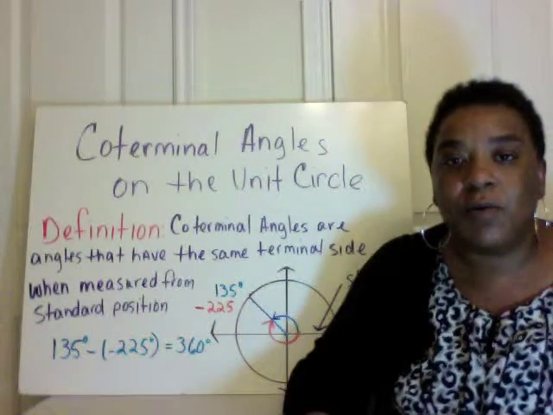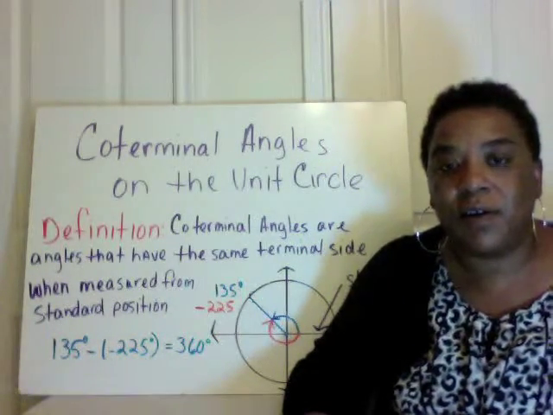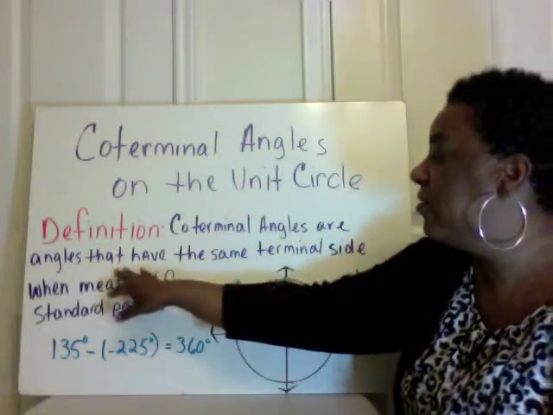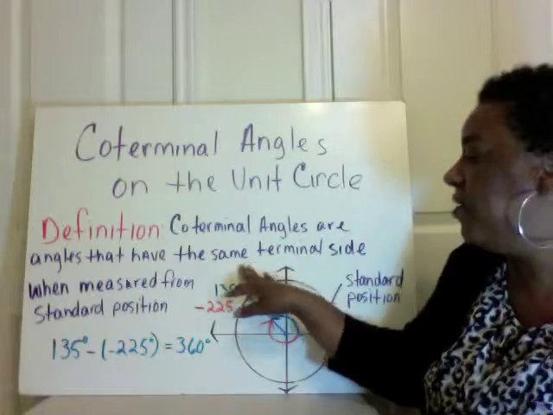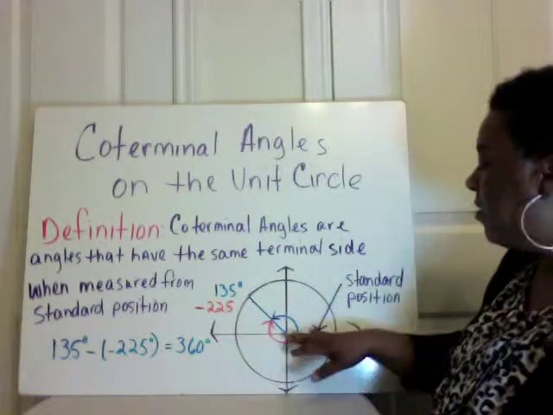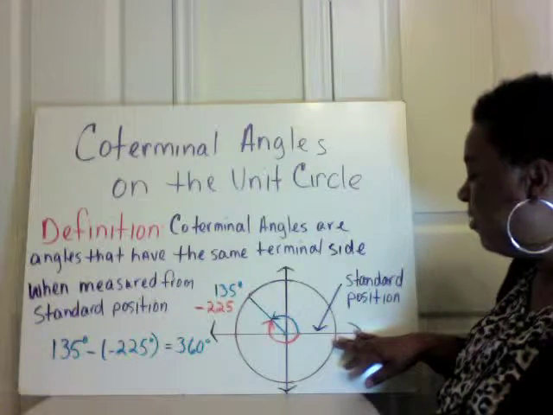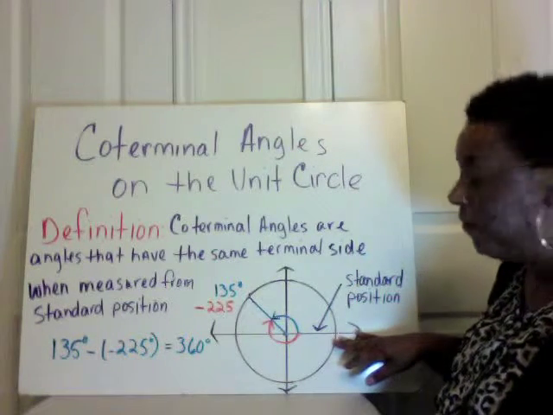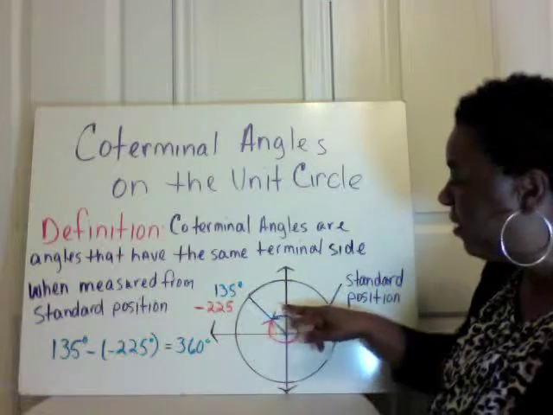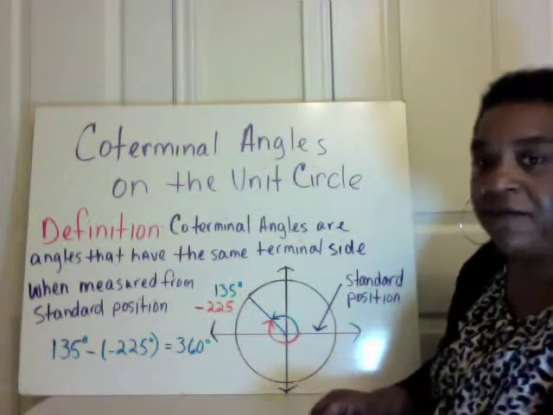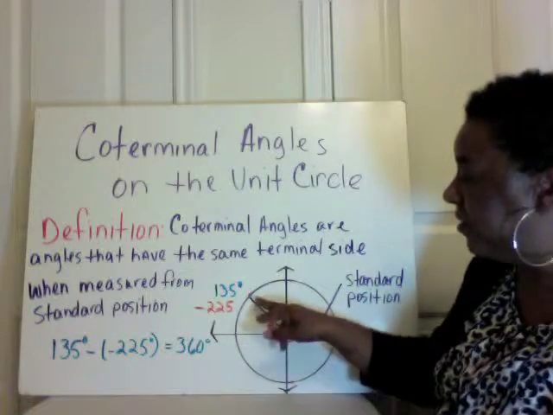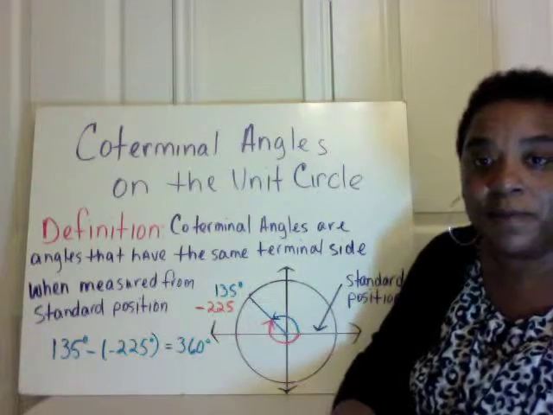Let's talk about coterminal angles in the unit circle. Coterminal angles are angles that have the same terminal side when measured from standard position. So here is our standard position where the angle measure is 0. And we have two angles, one going in the positive direction and one going in the negative direction. And since they have the same terminal side, they are coterminal.